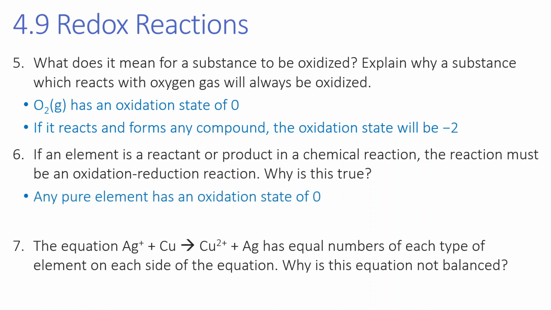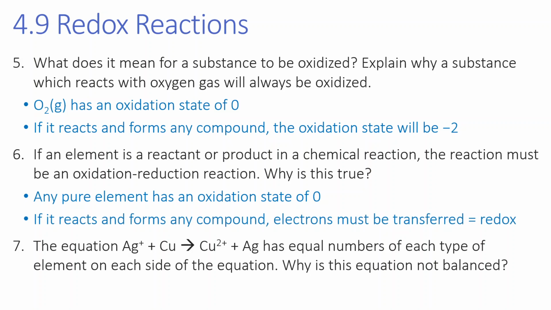If an element is a reactant or a product, the reaction must be a redox reaction. Why is this true? So any pure element will have an oxidation state of 0. So if it reacts and forms any compound, the oxidation state is no longer going to be 0. So those electrons must be transferred, which is what happens in a redox reaction.